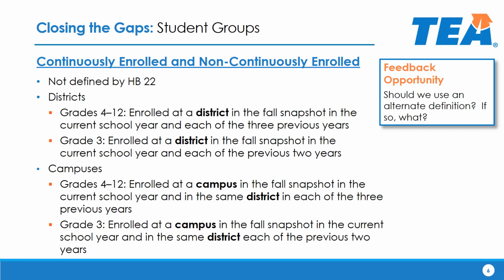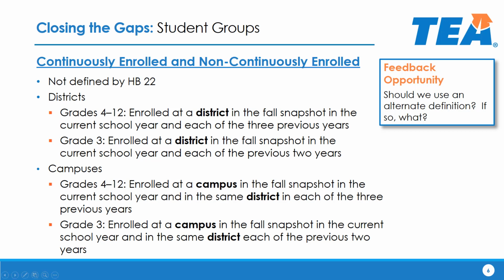If a student in 4th grade or higher is in the district on the snapshot date of the current year, we look back at each of the previous 3 years for 4 years total to see if they were in the district on the snapshot date in each of those years. If the student was, then he or she is counted as continuously enrolled. If not, then the student is not counted as continuously enrolled. For students that are in 3rd grade, we look at the current year and the previous 2. So students in kindergarten, 1st grade, and 2nd grade will not be considered continuously enrolled.